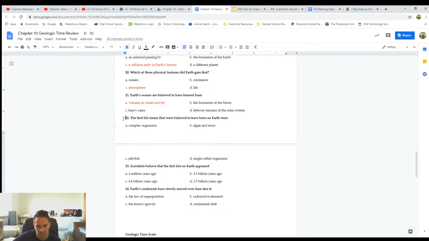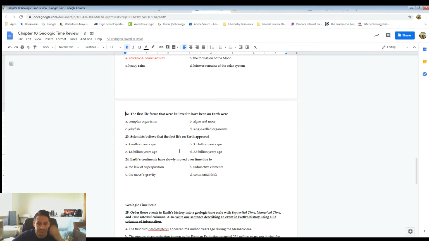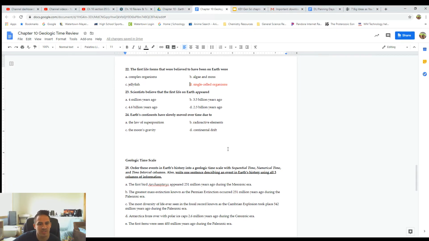All right, number 22. The first life forms that were believed to have been on Earth were single-celled organisms. So you think the very first life forms were like bacteria, single-celled organisms. They were not complex. Jellyfish are pretty complex. Even algae and moss are pretty complex. So single-celled organisms.